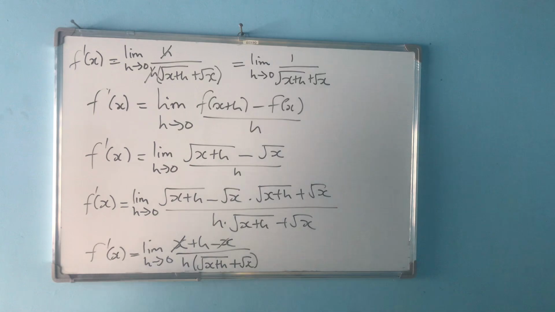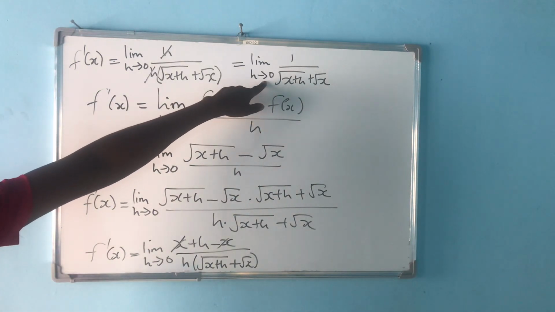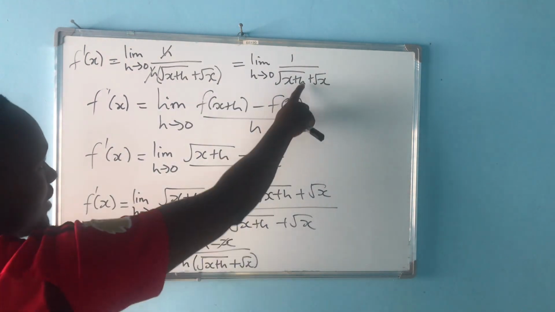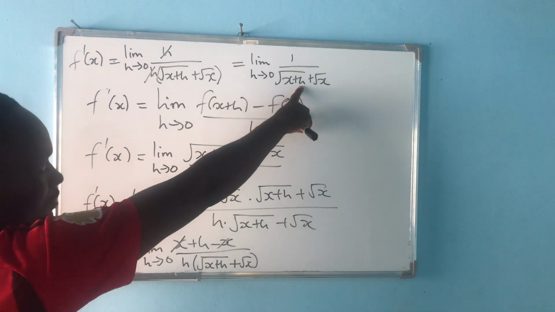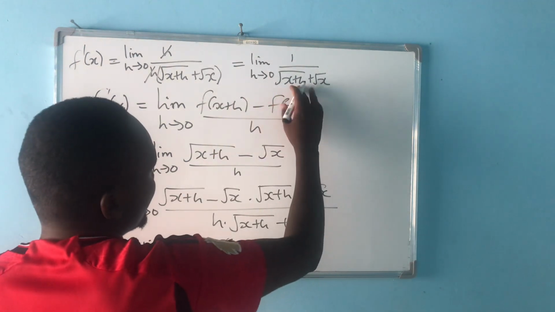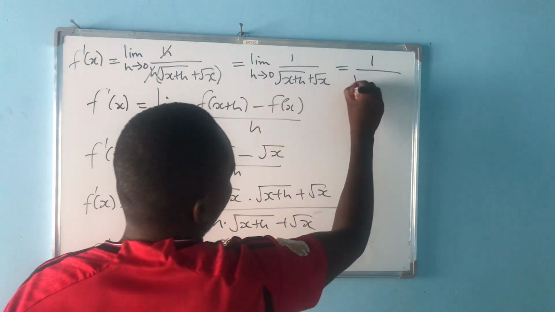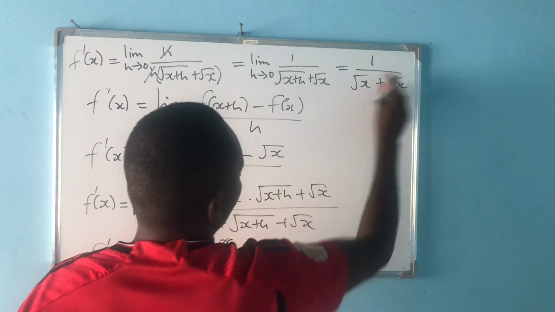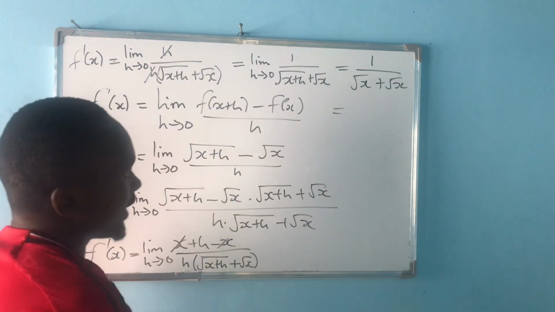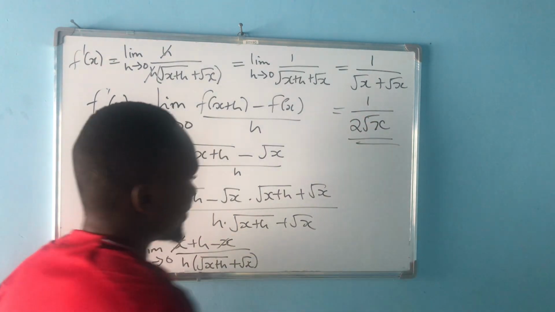Once you have that, that's where the limit comes in. The limit is telling us h is approaching 0, so this h here will be 0. If we use the limit there, this is going to be 0 and the numerator remains 1. Then here we remain with the square root of x plus the square root of x. Because these are like terms, we can easily add them. So we're going to have 1 over 2 square root of x. That is the final answer for you.